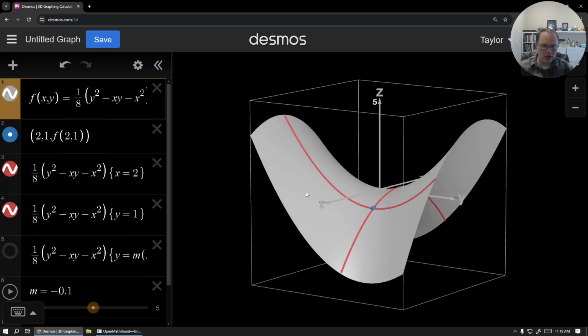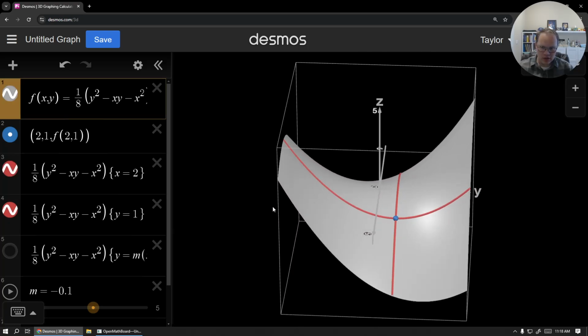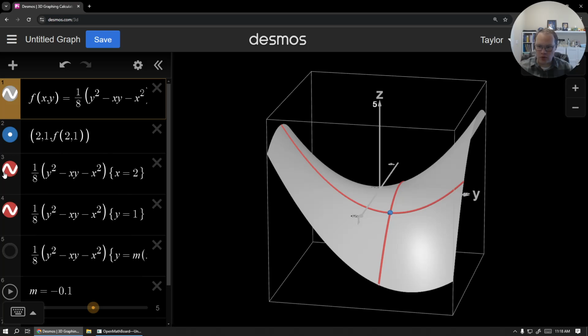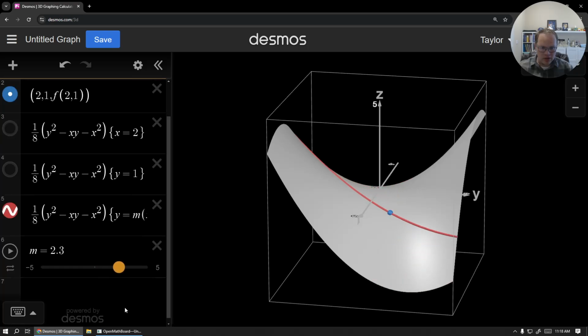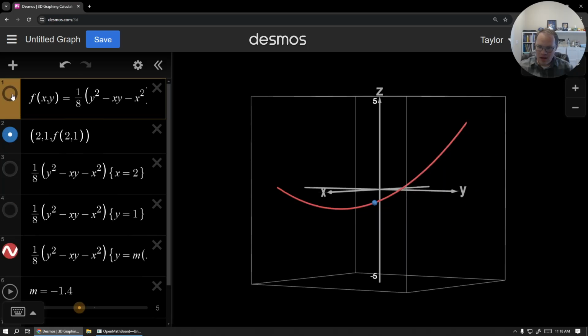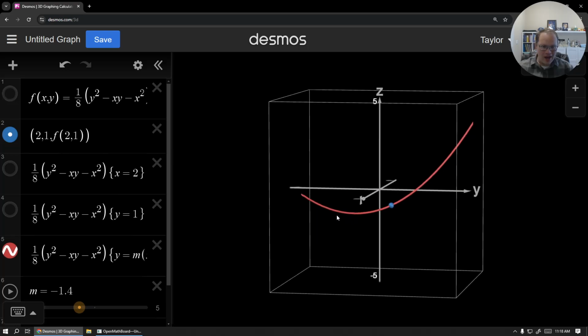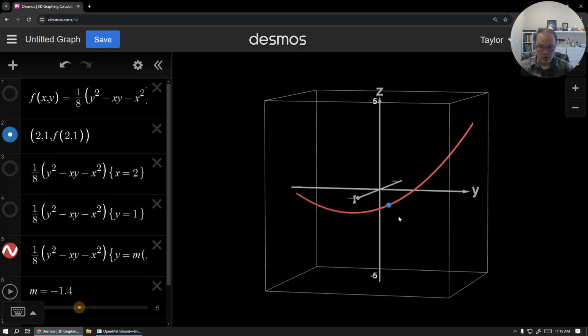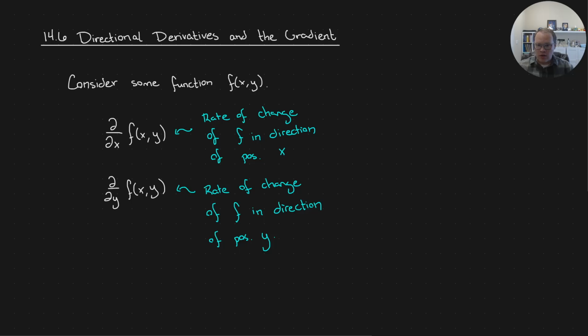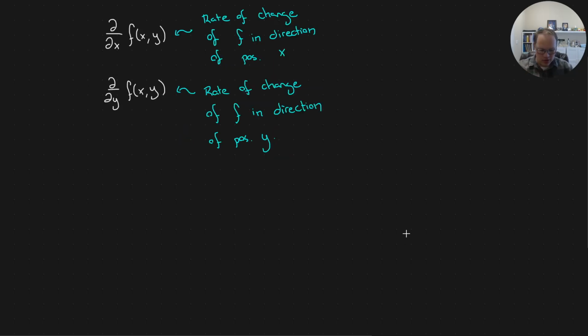But there's nothing special about the x or the y directions. Why do I have to only look in those directions to take a derivative? What if I look in some other direction? There's lots of directions I can look in. Can I find a derivative in any of those directions? Can I take a curve in one of these directions, maybe this curve here, and then look at how the function changes as I move along that curve at a point? Okay, so that's what we're going to be doing in this section.